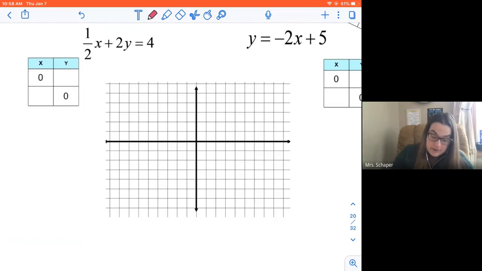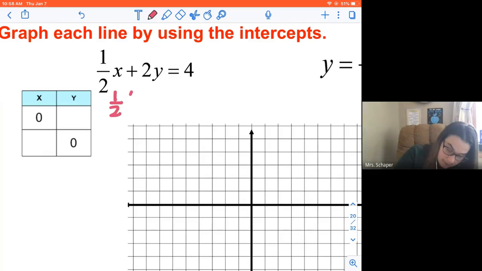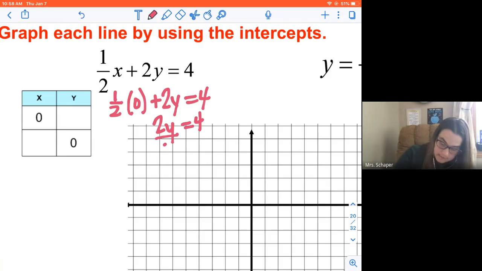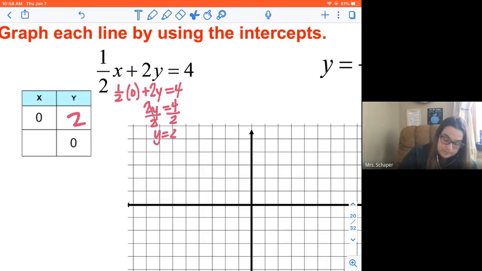When I'm graphing by using the intercepts, there's 2 points I need to find. I need to find the y-intercept, and I need to find the x-intercept. So if x is 0, what is y? So 1/2 times 0 plus 2y equals 4. So 2y equals 4. Divide by 2. Y equals 2. So when x is 0, y is 2. I'm substituting that 0 in for x and solving the equation.